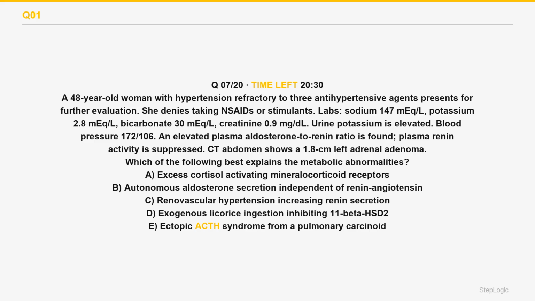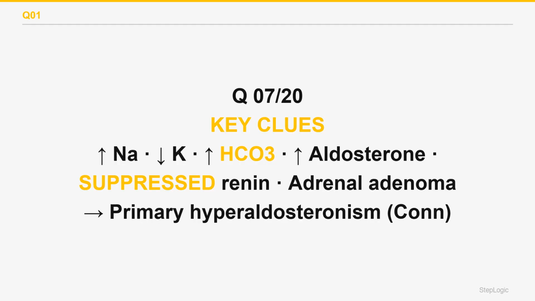Read the command. What explains the metabolic abnormalities? High sodium, low potassium, high bicarb, suppressed renin, elevated aldosterone to renin ratio, adrenal adenoma on CT. Primary hyperaldosteronism, Conn syndrome. An adrenal adenoma secretes aldosterone autonomously without angiotensin II stimulation.